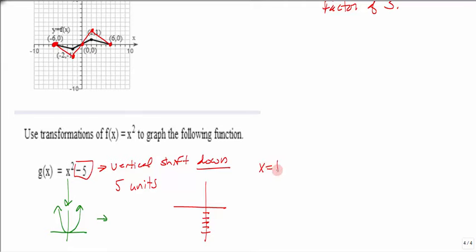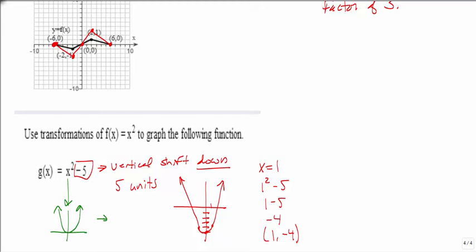So if x equals 1, I would have 1 squared minus 5. 1 minus 5 is negative 4. So that's the ordered pair (1, negative 4). So I have the vertex that moves down to here, and then I have the ordered pair (1, negative 4). And because it's a parabola, I know I also have a point of symmetry, and I can go ahead and sketch in my graph. And that's what I'm going to be doing in my math lab as well.